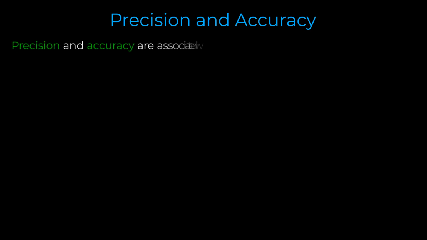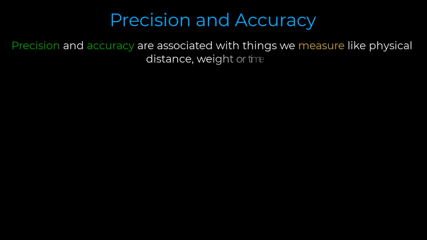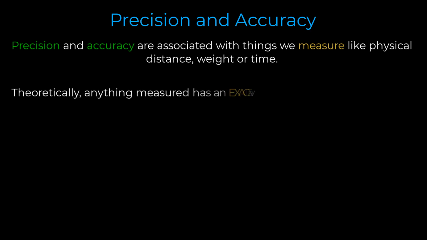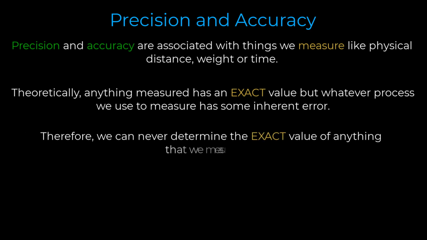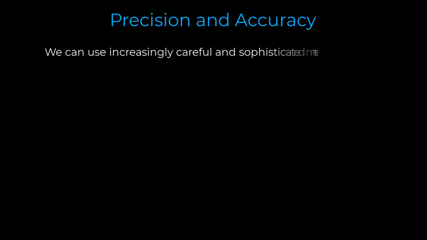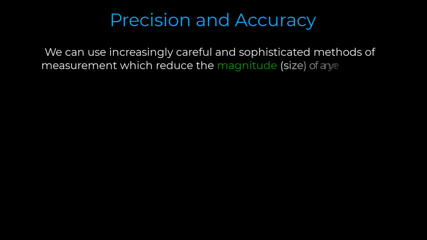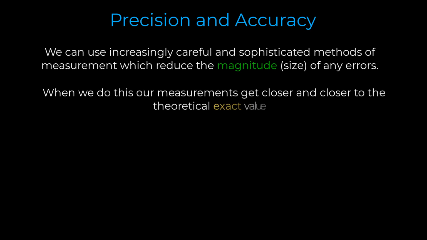Precision and accuracy are associated with things that we measure, like physical distance, weight, or time. Theoretically, anything measured has an exact value. The problem is that whatever process we use to measure that physical distance, weight, or time has some inherent level of error associated with it. Therefore, we can never determine the exact value of anything that we measure. What we can do, though, is to use increasingly careful and sophisticated methods of measurement, which reduce the magnitude, that is, the size, of any errors. When we do this, our measurement gets closer and closer to the theoretical exact value.